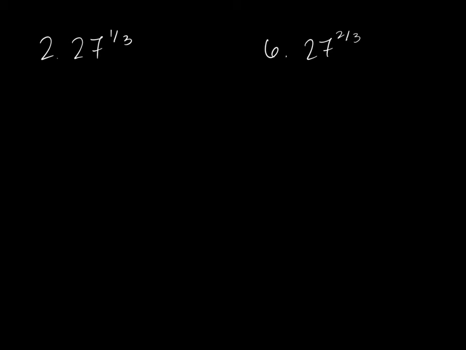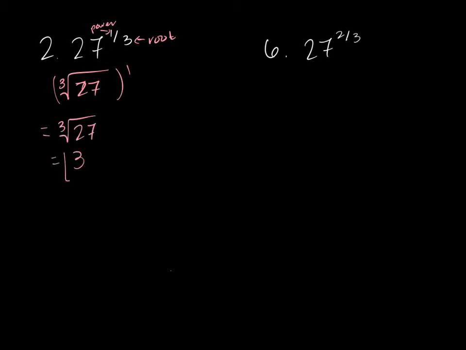So 1 is my power, right? It's going to be 27 to the 1, and 3 is my root. So I'm going to take the cube root of 27 and then take it all to the 1 power. But that's the same thing as the cube root of 27. So really, I'm just looking at the cube root of 27, which is 3.